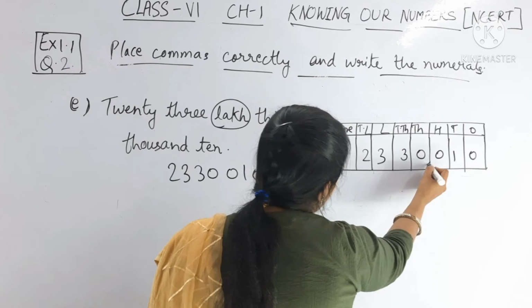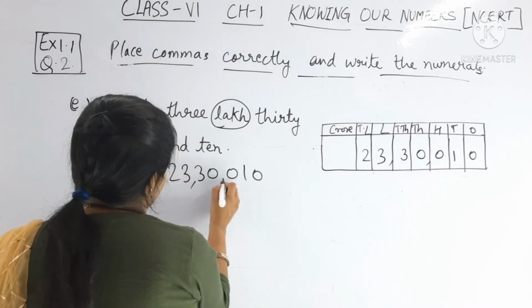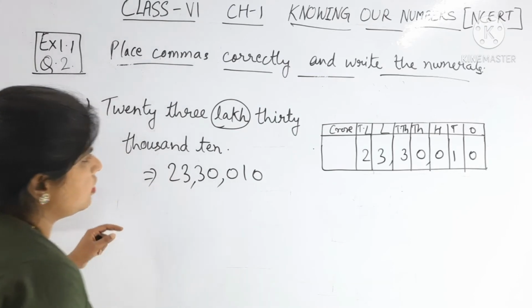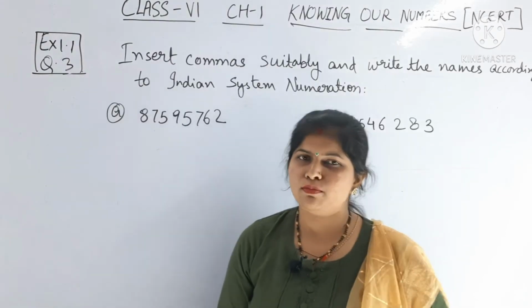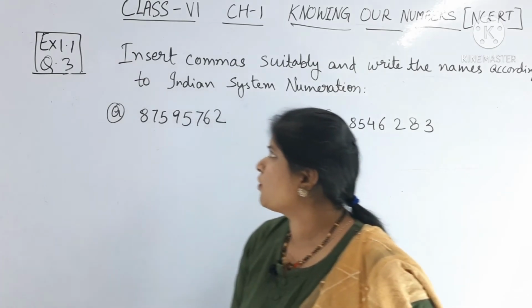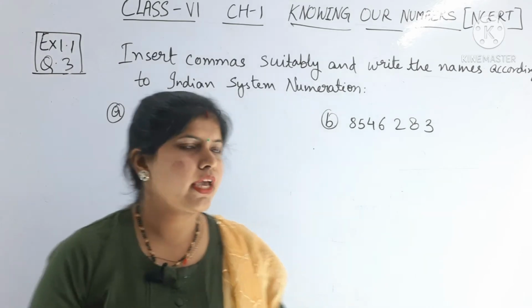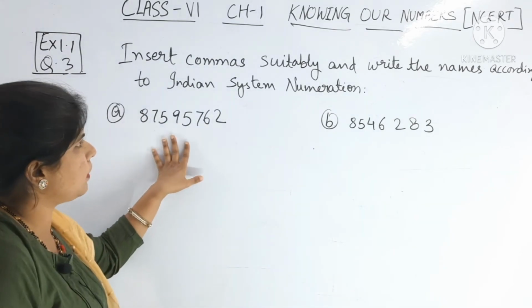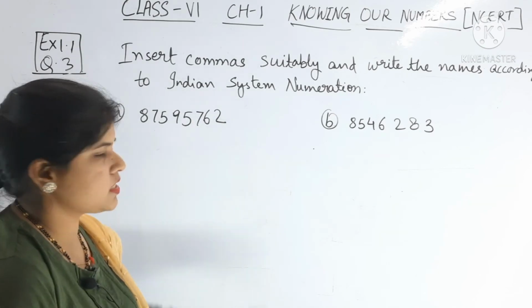So you can put comma like this. So this is the part E. Now students, let's move to question number 3. What is question number 3? You have to insert commas. Okay, you have to insert commas in these numbers suitably and write the names according to the Indian system of numeration.